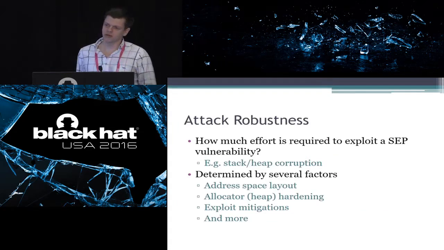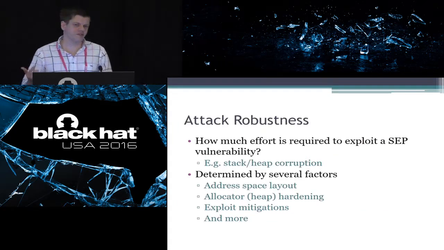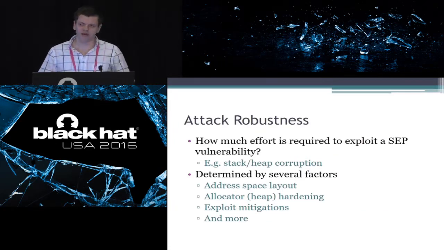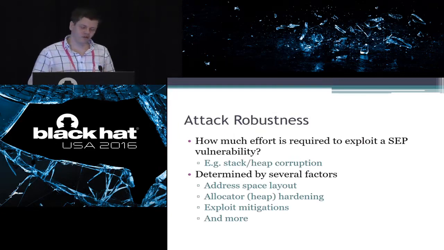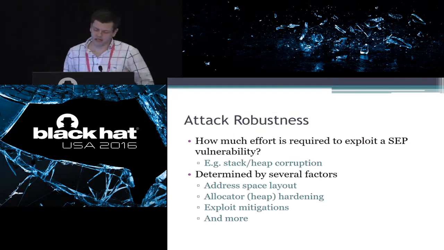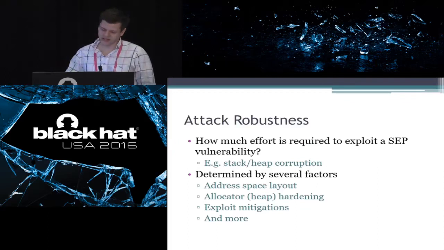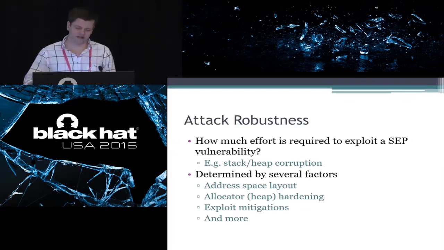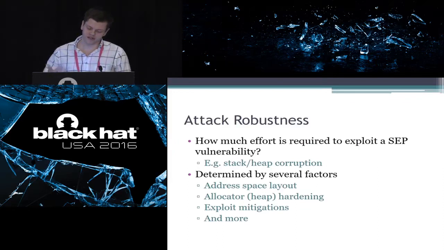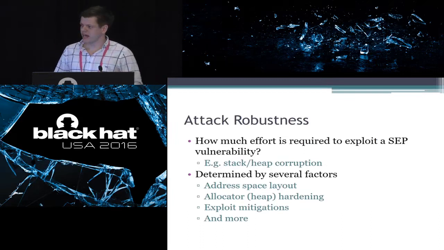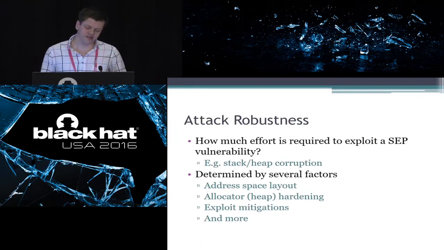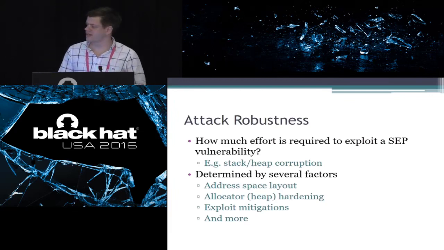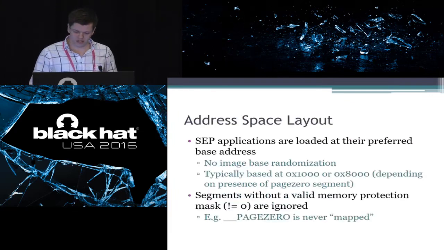Assuming we have a vulnerability, for instance in one of these handlers, how much effort do we need to spend to exploit a SEP vulnerability? This is basically a standard way of thinking when you exploit vulnerabilities. It's determined by several factors: the randomization of the process address space, any allocator heap hardening, and any exploit mitigations present, such as stack cookies, etc.